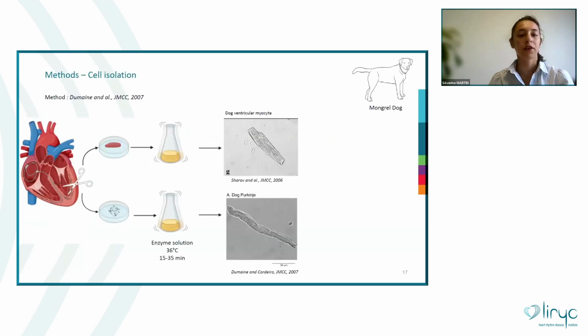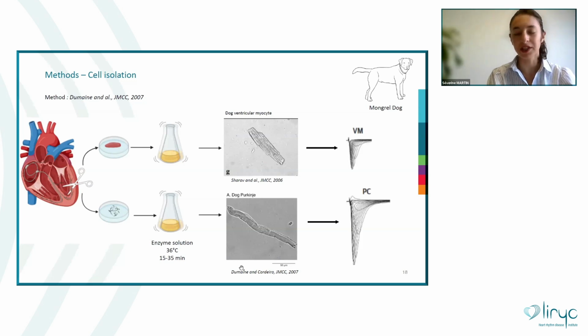So first of all, the team isolated ventricular myocytes and Purkinje fibers from mongrel dog, and they characterized the electrical characteristics, and more precisely, the sodium current from these two groups of cells.